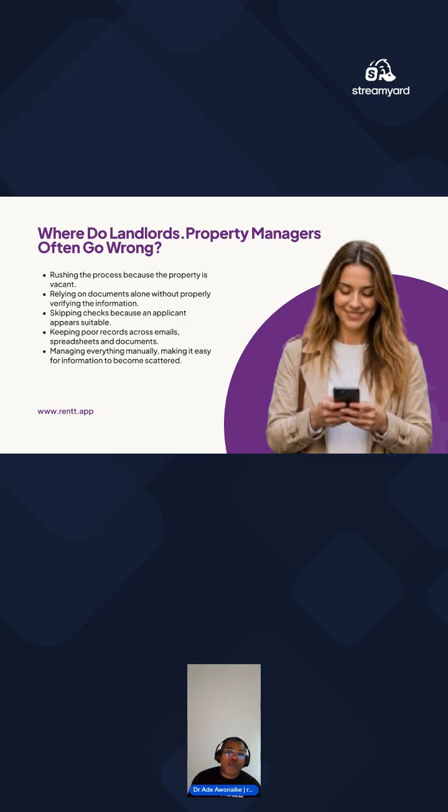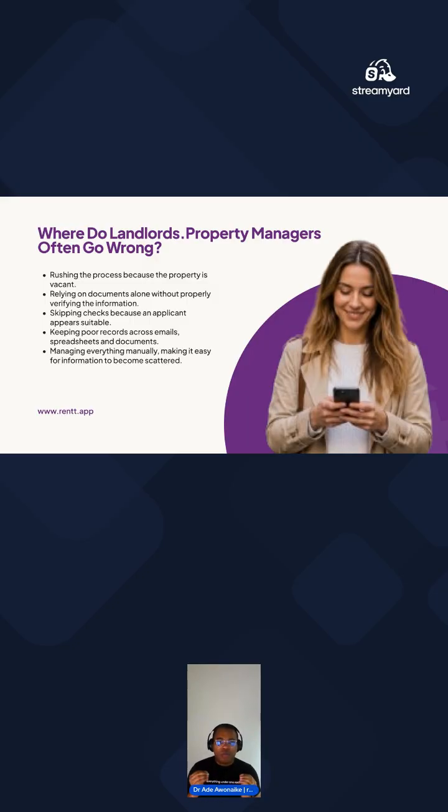So, where does the process commonly break down? One of the biggest problems is simply rushing. The property is empty. Every day the property is empty represents lost income. There's an applicant ready to proceed. So there's the temptation to move very quickly. Another mistake is relying too heavily on the documents themselves without properly verifying the information behind them. Sometimes checks are skipped because an applicant looks suitable.